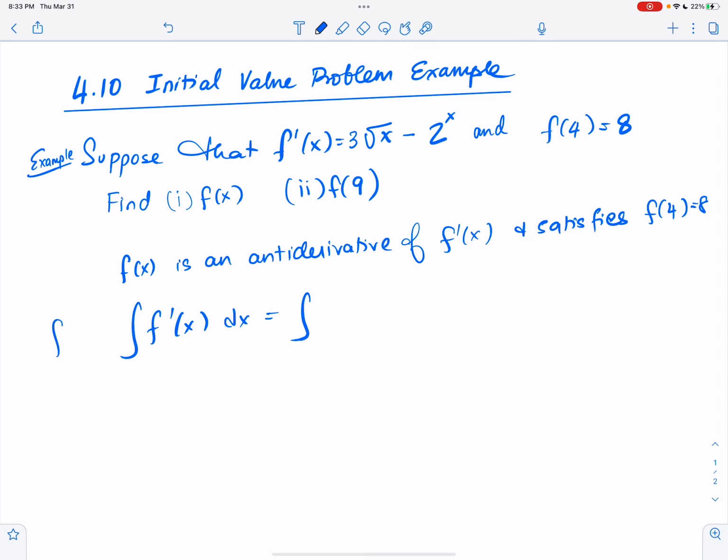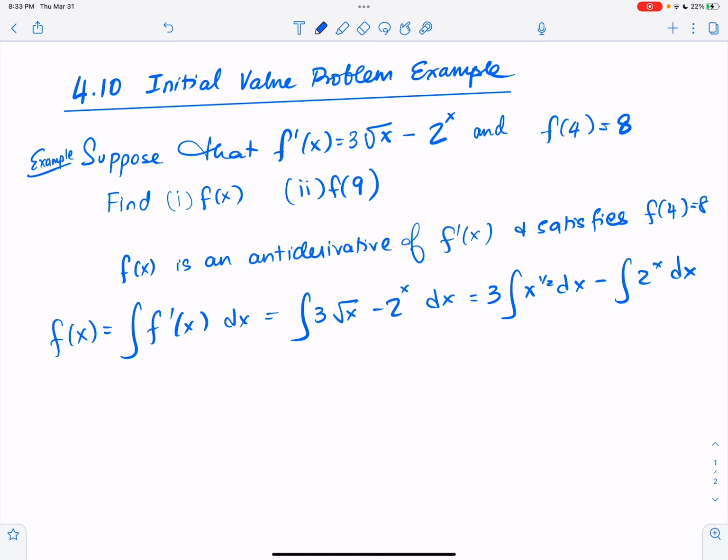All right, so let's say f of x equals the integral of 3 square root x minus 2 to the x dx. Okay, so 3 times the integral of x to the 1/2 dx minus the integral of 2 to the x dx. So I split it up and took constants out. Okay, now what is the integral of x to the 1/2?